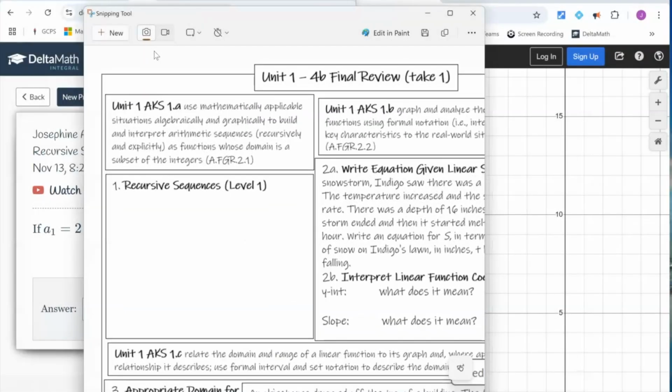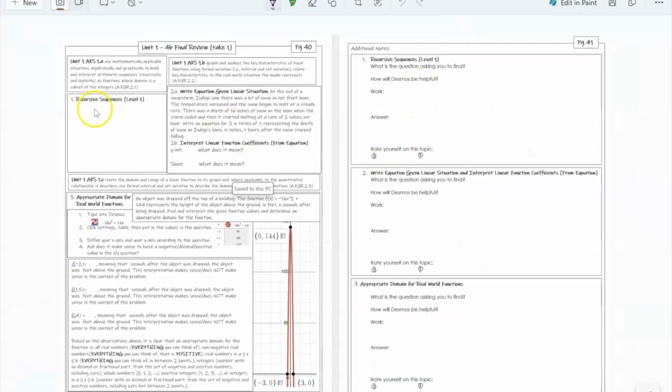All right, guys, we're going to take a look at Unit 1, AKS 1A: use mathematically applicable situations algebraically and graphically to build and interpret arithmetic sequences recursively and explicitly as functions whose domain is a subset of integers. So we're going to take a look at recursive. This is blank because you're going to write your own notes. So we're going to write your own question here, and here you're going to ask, what's the question asking you to find? How will Desmos be useful? Your work, your answer, and then rate yourself.